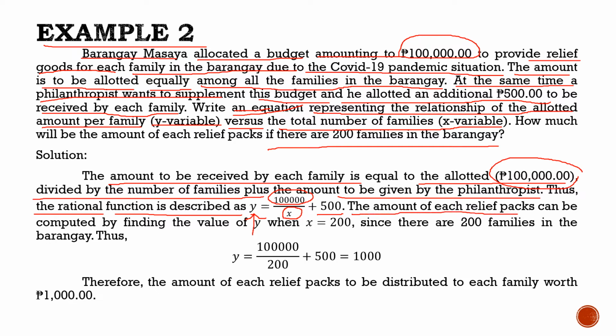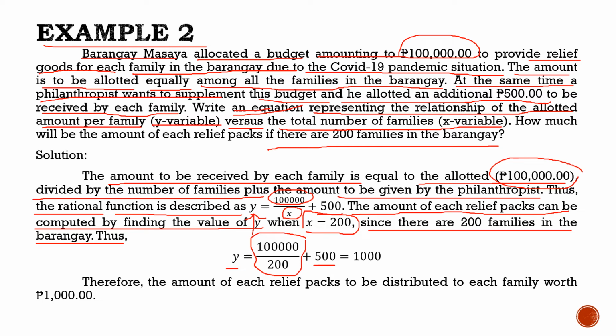So the amount of each relief pack can be computed by finding the value of y when x is 200 families, because x will represent the total number of families in the barangay. So since there are 200 families in the barangay, we just simply substitute 200 as the value of your x variable. So your y is equal to 100,000 pesos over 200, or we just simply divide 100,000 pesos by 200 families, plus 500 pesos, because each of the families will receive 500 pesos from a philanthropist.